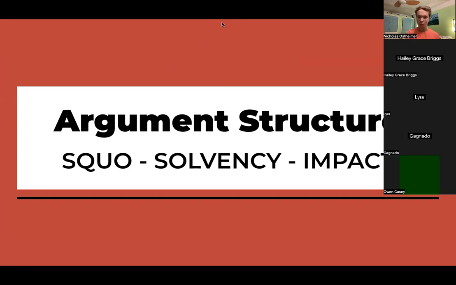This stands for status quo, then solvency, then impact. Does anyone know what the status quo means? It's a Latin phrase.